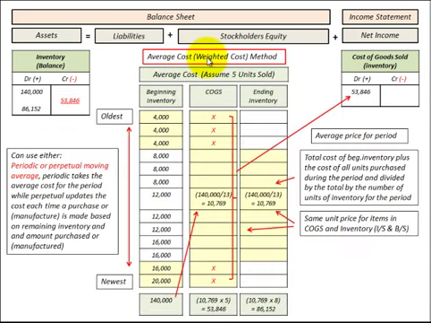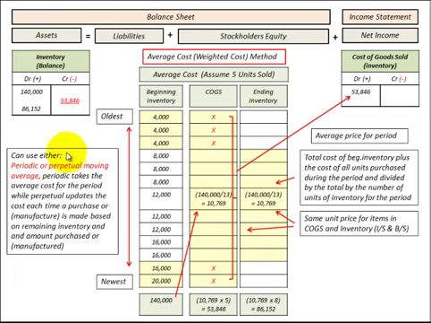All right, let's look at our average cost or weighted cost method. This is where we take the total cost of the beginning inventory plus the cost of all the units purchased during the period and divide by the total number of units of inventory for the period. So what we're doing is taking our oldest and newest inventory costs and just averaging them together. So we're using the same unit price for the items in our cost of goods sold on our income statement as we are for our inventory on our balance sheet.